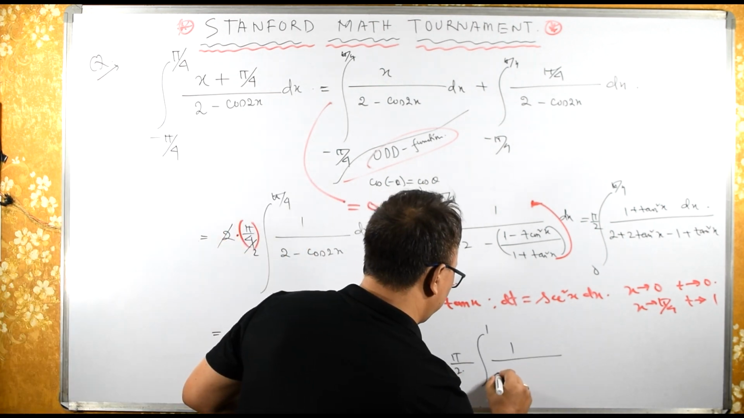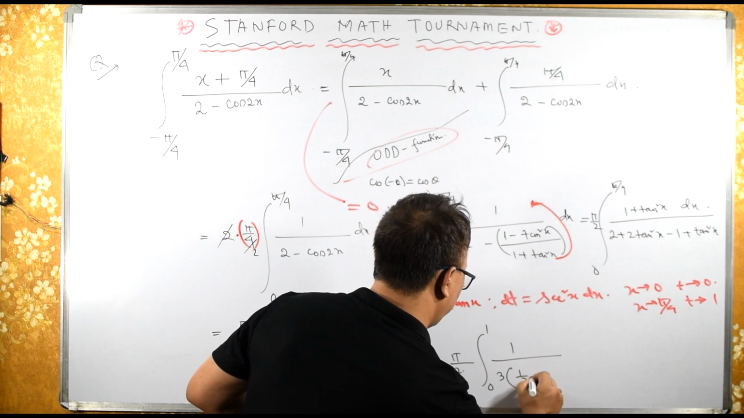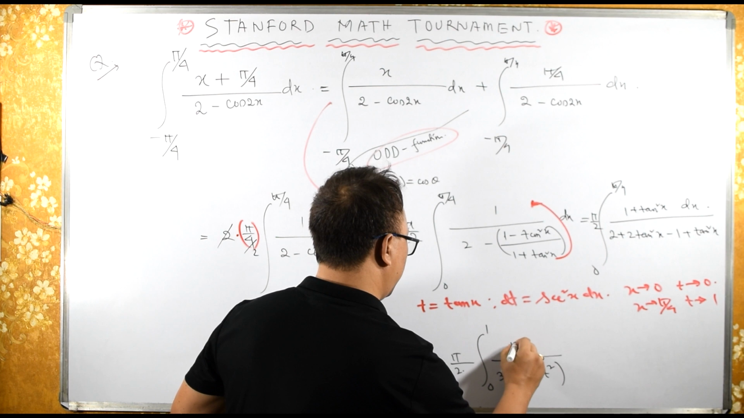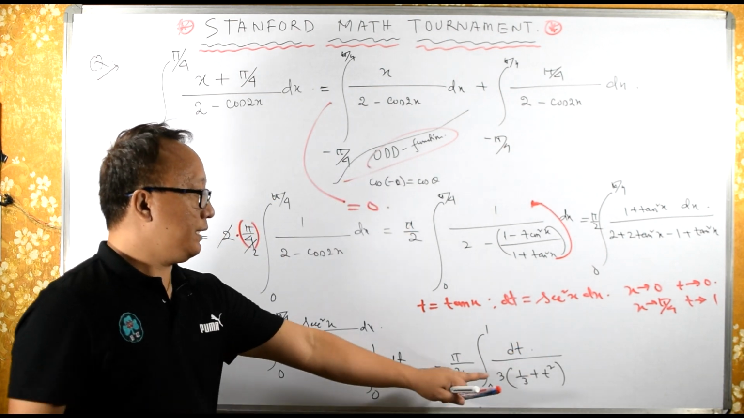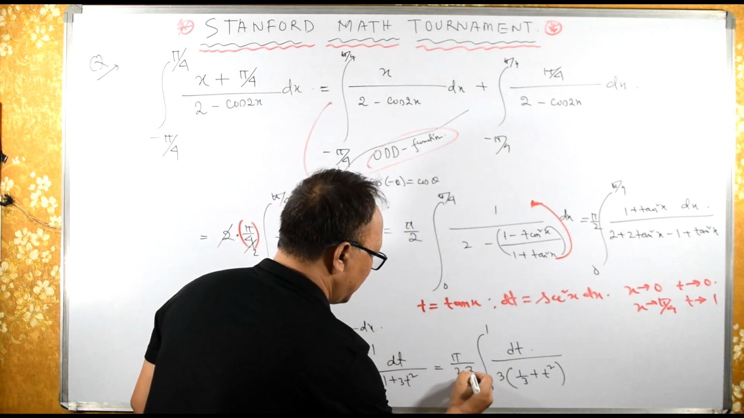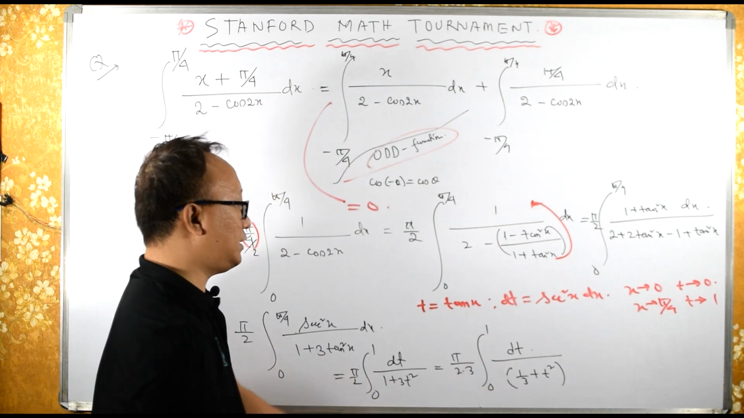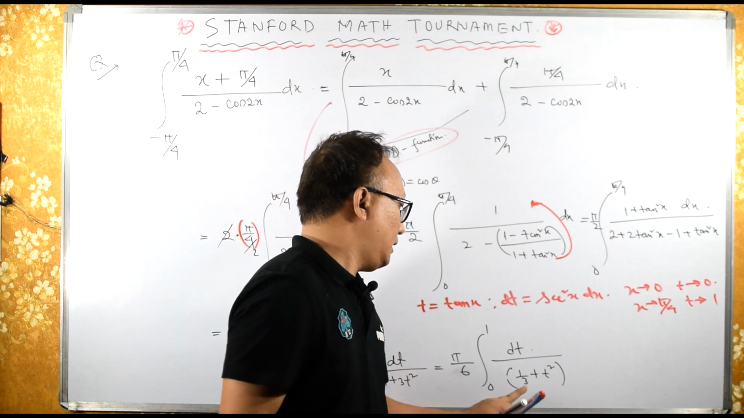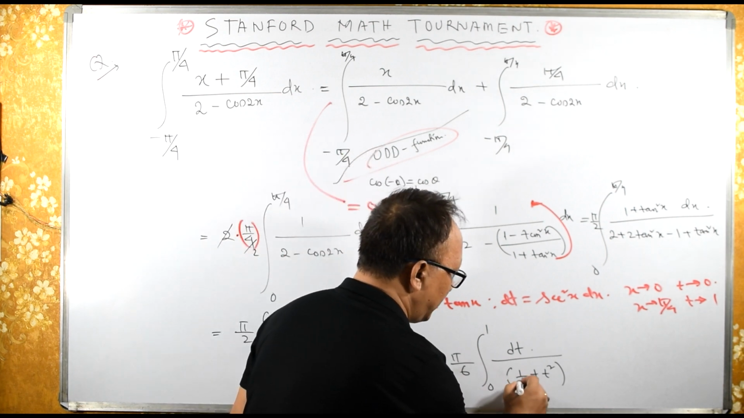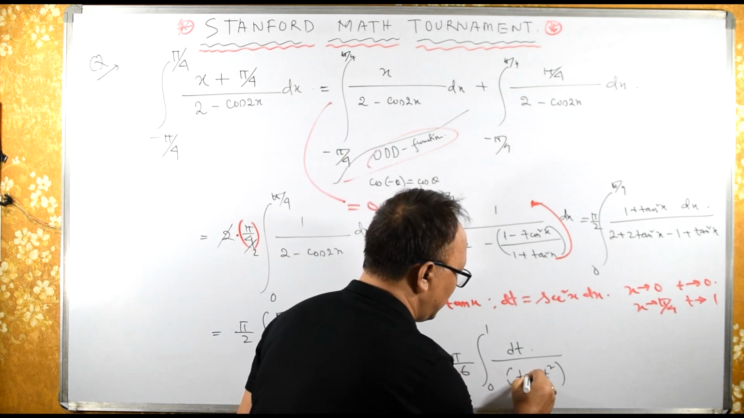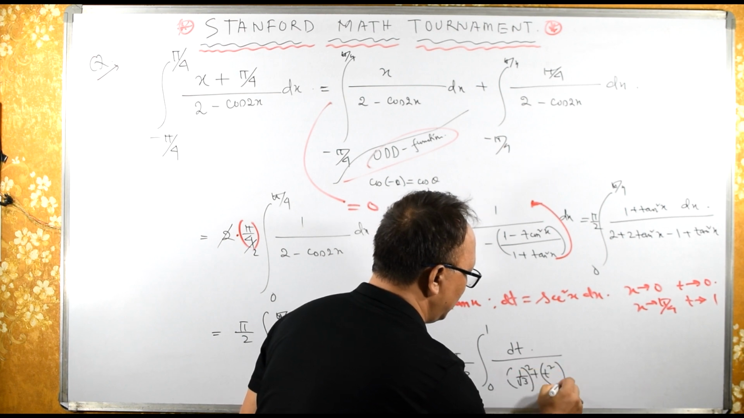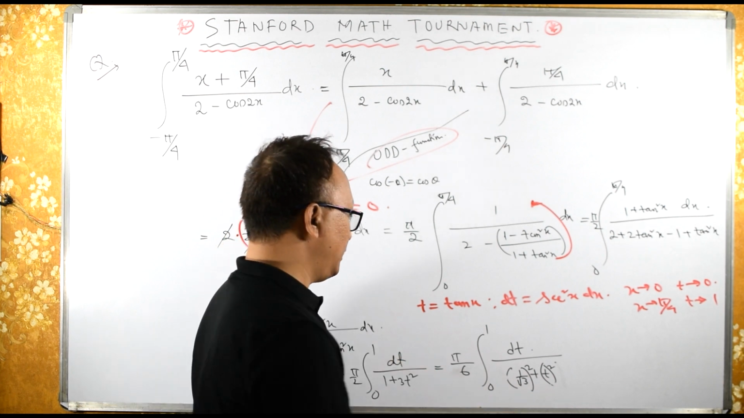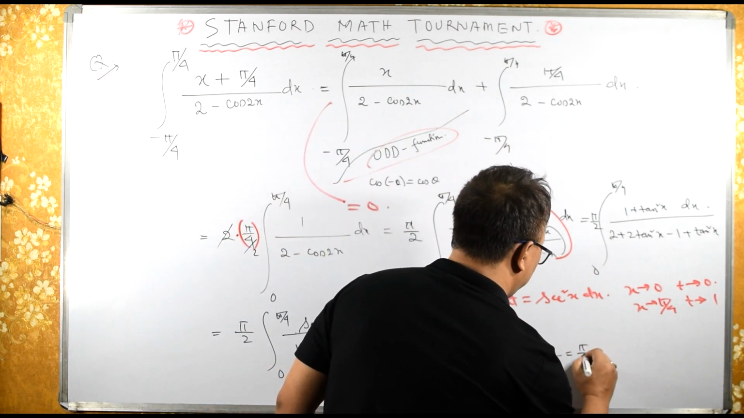Here I am taking 3 common: 1 by 3 plus t square, dt. So I am taking this 3 outside. Therefore 3 into 2 is 6, so I can write 6 over here. This I can write as 1 by 3, which is the same as 1 by root 3 the whole square, plus t square. It is already in the form a square plus x square. So this is pi by 6.